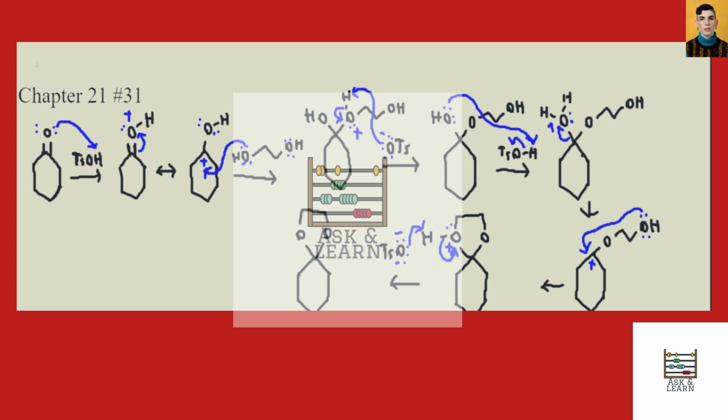So there it is. Okay, so kind of a lengthy mechanism, but it's really just protonation of the carbonyl and then attack by one of the alcohols in the ethylene glycol, and then deprotonation to get to the hemiacetal intermediate. And then the alcohol of the hemiacetal is protonated. It leaves, and then that carbocation that forms is attacked by the appended alcohol. And that forms our acetal, which then just has to be deprotonated to get us to our actual acetal product. And that's the answer to chapter 21, problem number 31.